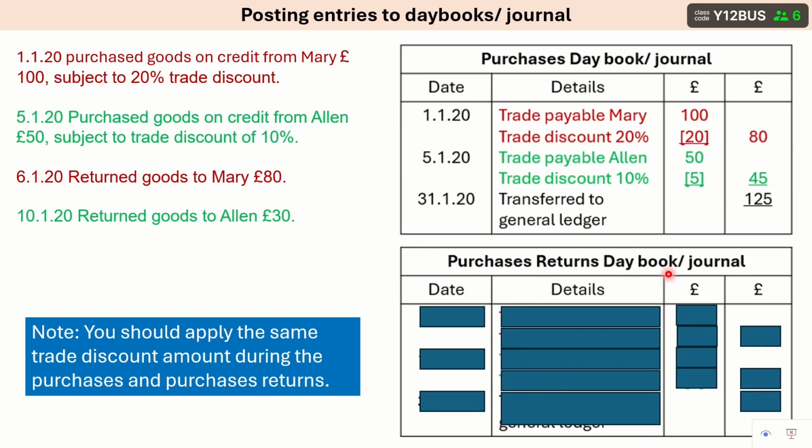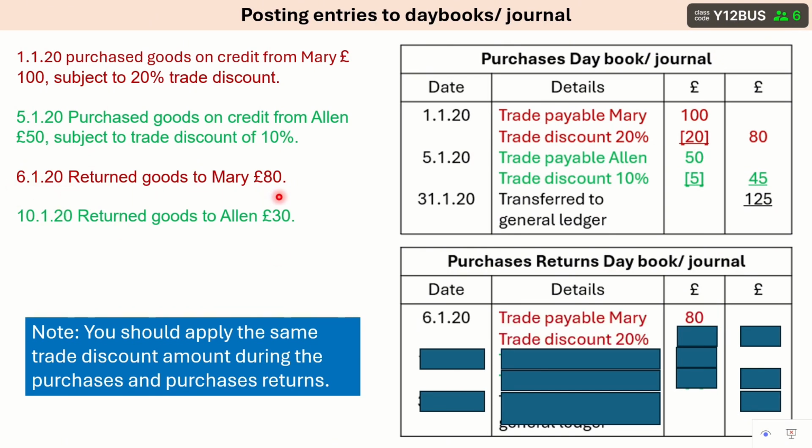Now let's complete the purchases returns daybook or journal. 6th, return goods to Mary 80. The same discount should be applicable over here. So 20% of 80 should give 16. Therefore the difference is 64.